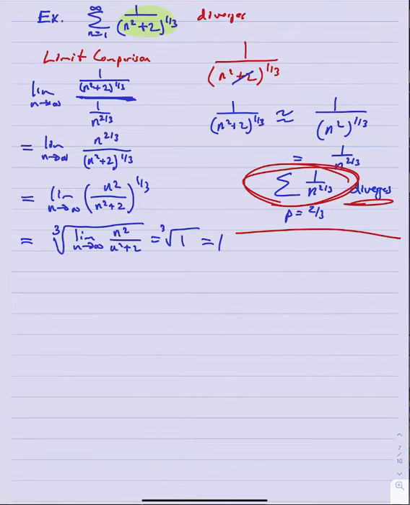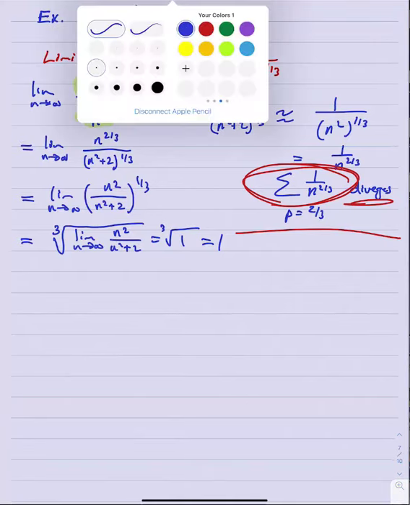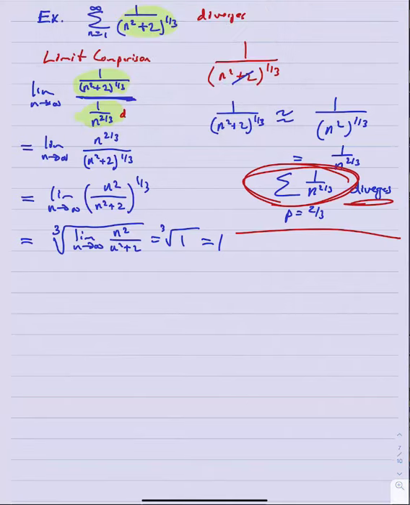And so I got a positive finite limit, which tells me, with the limit comparison test, that this series acts the same as this series. And I know this series in the bottom diverges. That means this series diverges. Okay, so limit comparison test, pretty easy for that one.